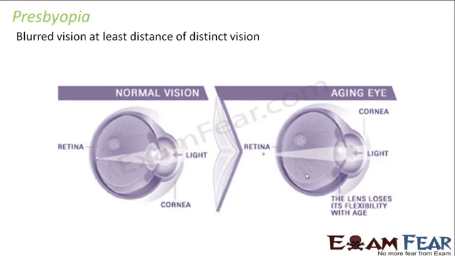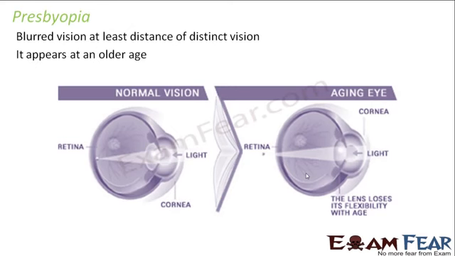Next is presbyopia. It is also a defect in which there is blurred vision. But in this case, there is blurred vision even at the least distance of distinct vision. That is, for a normal eye, at a distance of 25 centimeters, your vision should be clear. You should be able to see the objects clearly. But presbyopia is a defect in which the vision is blurred even at the least distance of distinct vision. It generally appears at an older age. You would have seen the elderly people at your home generally complain of blurred vision as they grow older. That is because of presbyopia.